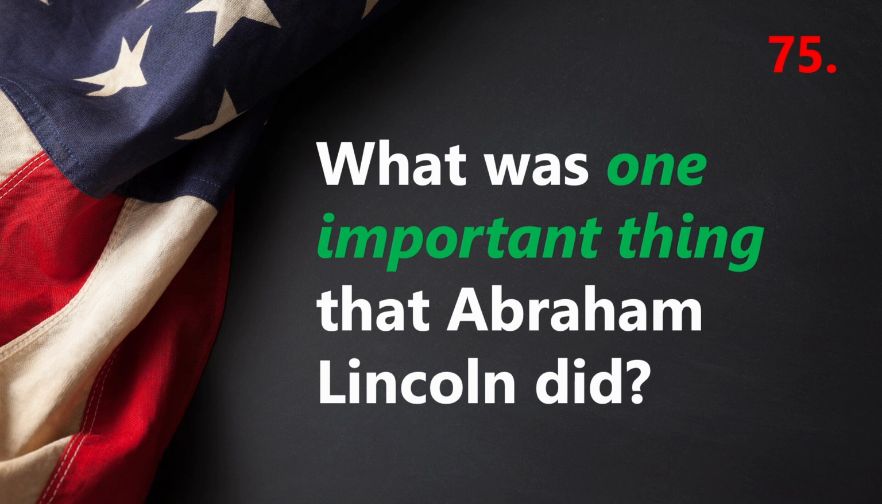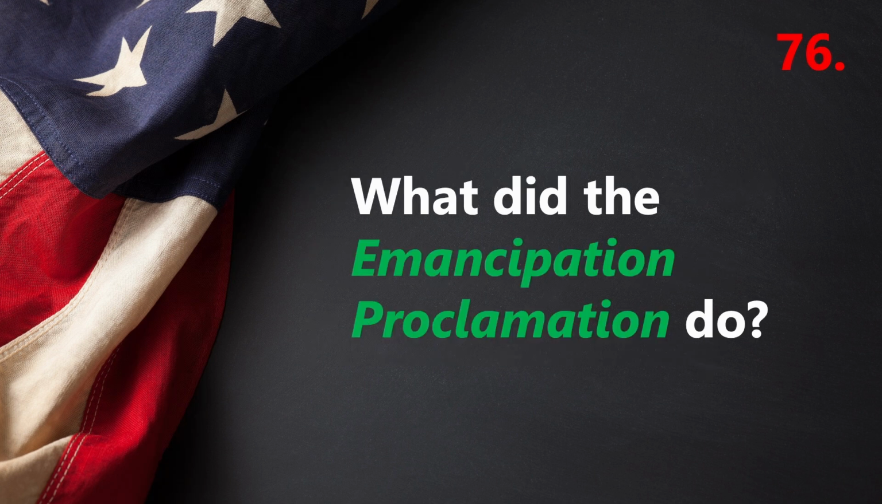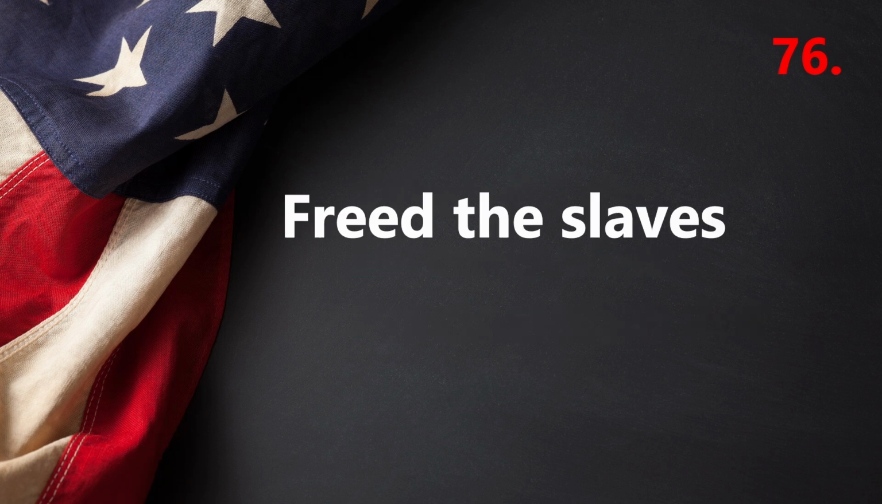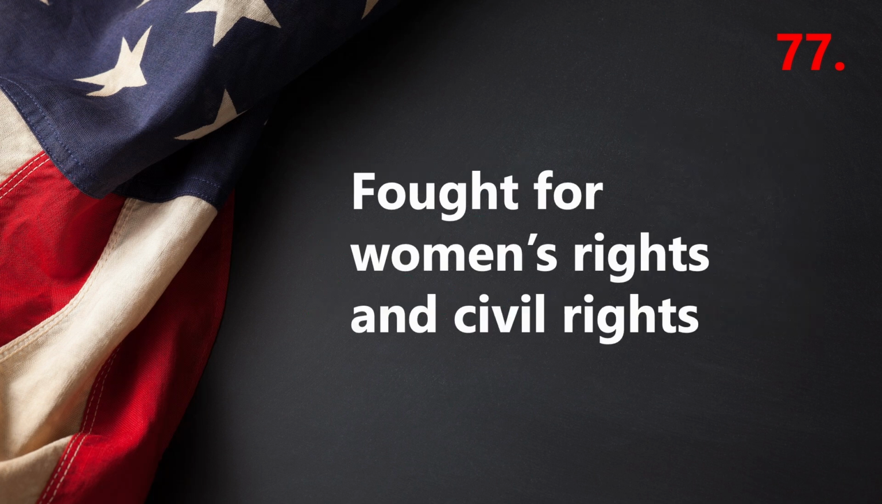What was one important thing that Abraham Lincoln did? Freed the slaves. Emancipation Proclamation. What did the Emancipation Proclamation do? Freed the slaves. What did Susan B. Anthony do? Fought for women's rights and civil rights.